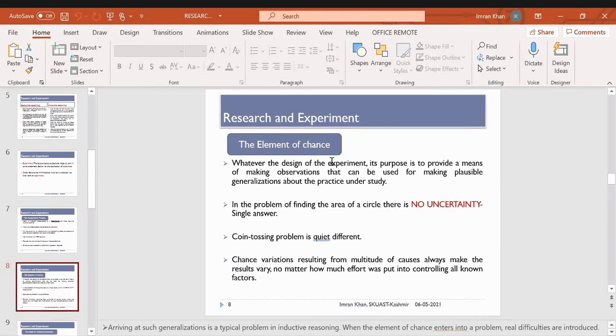Now, in the problem of finding the area of a circle, there is no uncertainty, right? There is no element of chance if we have to find the area of the circle. Whatever radius you have, the area will always be exact. So there is no uncertainty in that case. But the coin tossing problem is quite different. Chance variations resulting from a multitude of causes always make the results vary, no matter how much effort was put into controlling all the factors. So this chance variation we need to minimize.